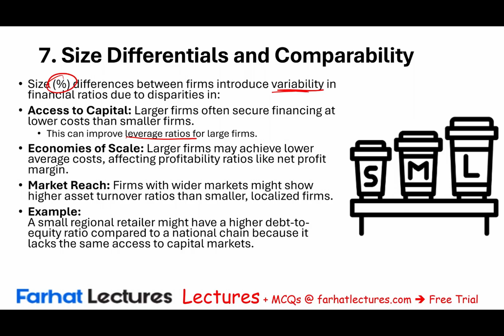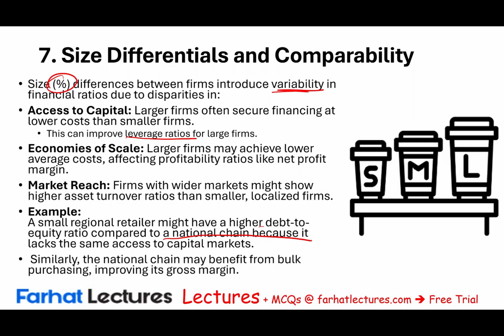So a small regional retailer might have a higher debt to equity ratio compared to a national chain because it lacks the same access to the capital market that the other one has. Okay. Also, the national chain might benefit from bulk purchasing, improving its gross margin. A case in point is Walmart.